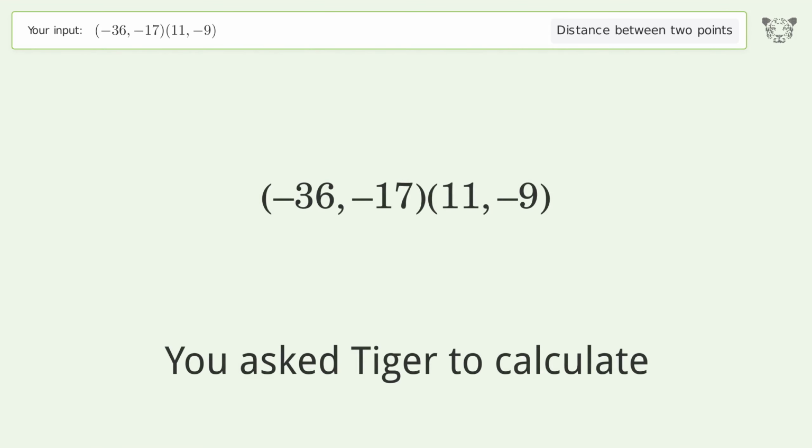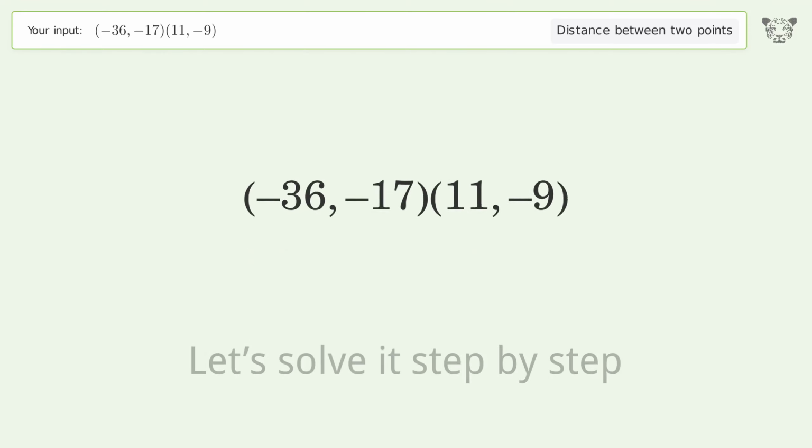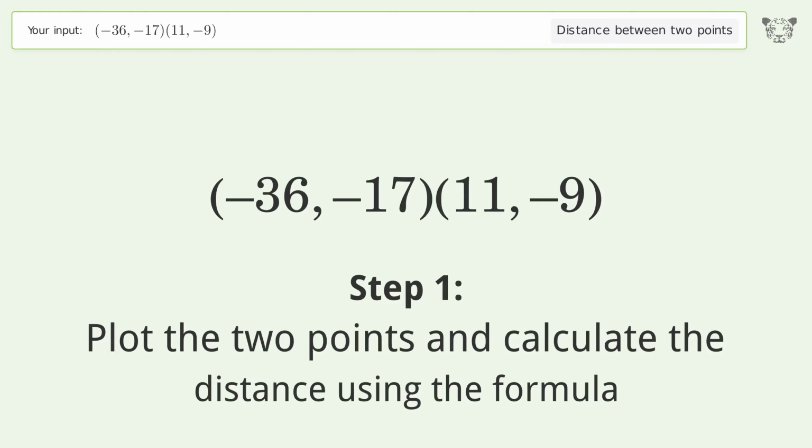You ask Tiger to calculate. This deals with the distance between 2 points. The distance between the 2 points is the square root of 2,273, or 47.676. Let's solve it step by step. Plot the 2 points and calculate the distance using the formula.